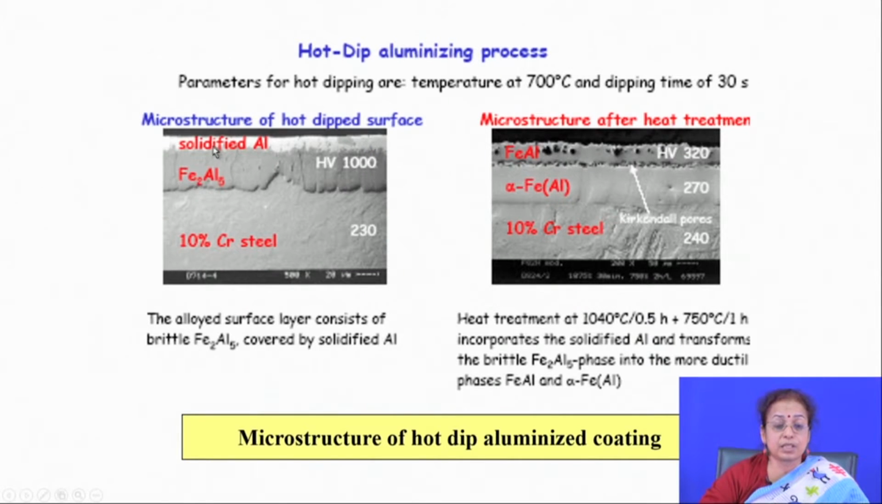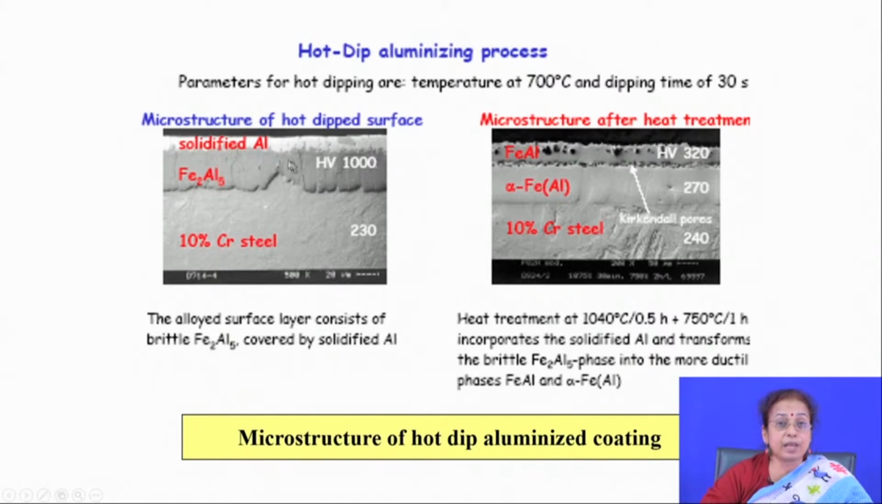Here also, if you see the interface, you will find that on the surface there is a solidified aluminum layer, and below the surface there is formation of these intermetallics, Fe2Al5. These intermetallics are very prone to form, because among the different intermetallics in the iron aluminum system, Fe2Al5 has the lowest free energy of formation. Whenever you dip it inside the molten metal, there is dissolution of iron from the interface into the molten aluminum, and in the near interface region there is formation of the Fe2Al5 phase.